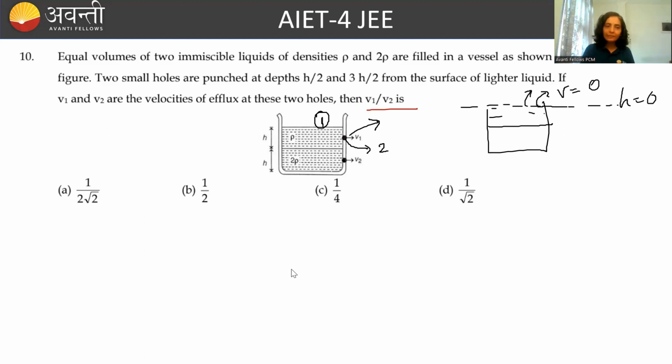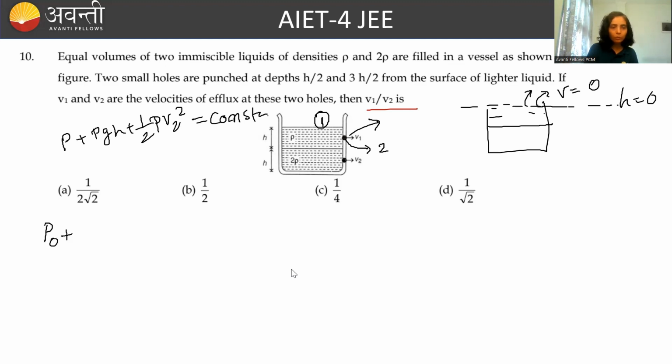So what is the expression of Bernoulli's theorem? That is equal to P plus rho gh plus half rho v square. So for point 1 and 2, we need to write these two things. This is equal to what? Constant, right? So let's write at these 2 points. At the first point, I write atmospheric pressure P, rho gh, h is 0, so this will become 0. Velocity is also 0 at the top point, so this will also become 0.